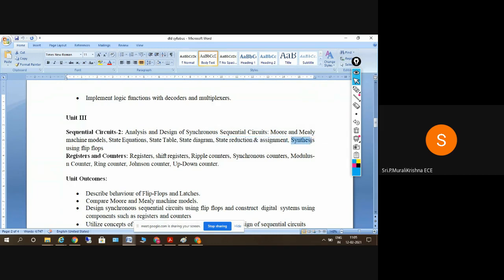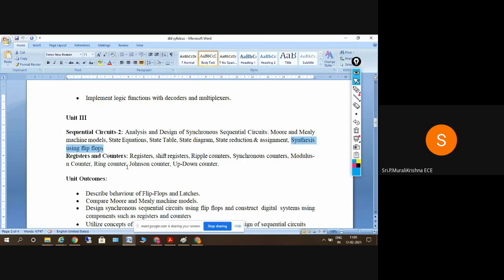Synthesis is nothing but design using flip-flops, so the designing of the circuits will be done here. In the next classes, the two classes on the second Saturday and Sunday, tomorrow and the day after tomorrow, we'll try to finish this synthesis of flip-flops.